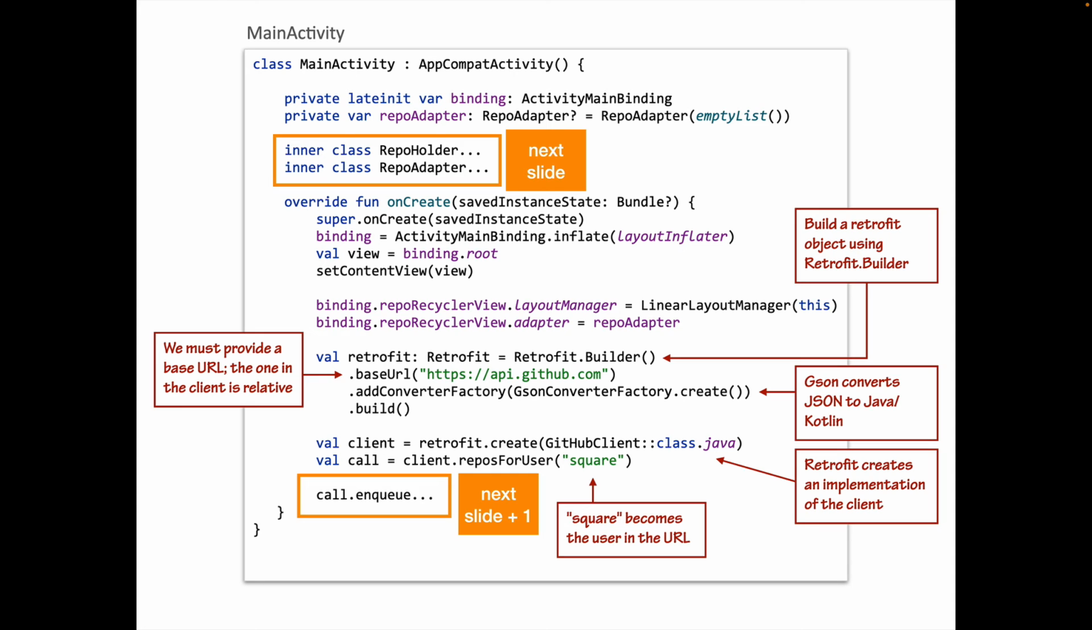We've glossed over a few things here. The holder and the adapter for our recycler view will be covered in the next slide. And in the slide after that, we'll talk about the invocation of the enqueue function by the call object.